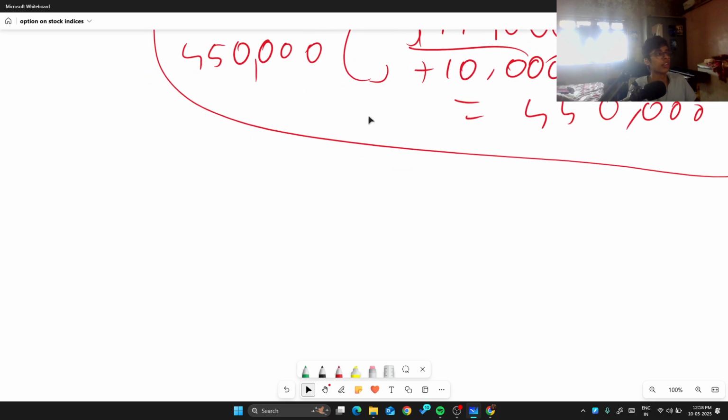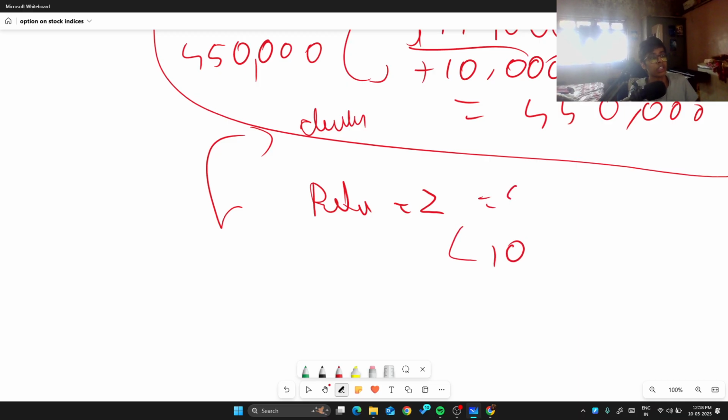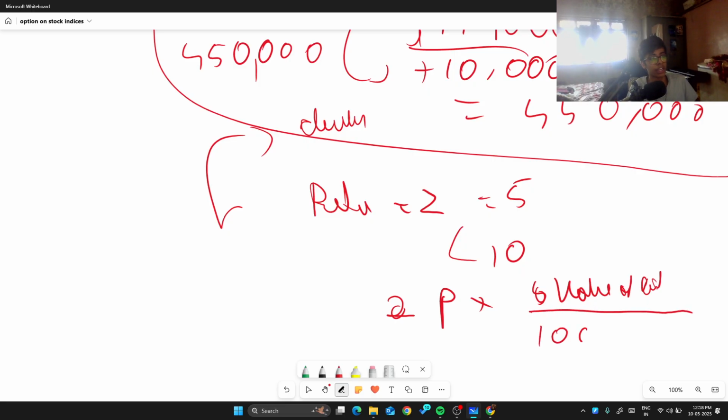And that's how beta comes in. Let's say our portfolio beta is 2, that means it is double the index, right? It is giving better returns, so we have to buy 10 contracts instead of 5. So the formula is beta value times the total value of the portfolio, divided by index times contract size.